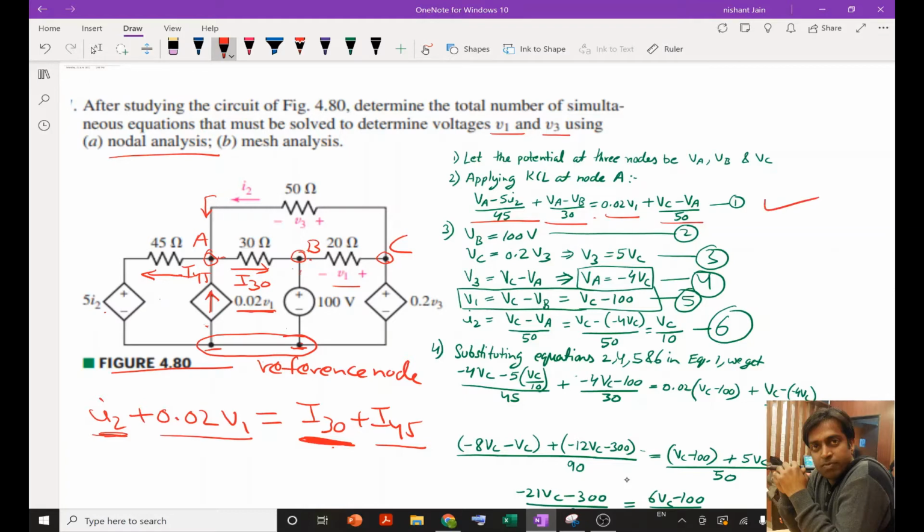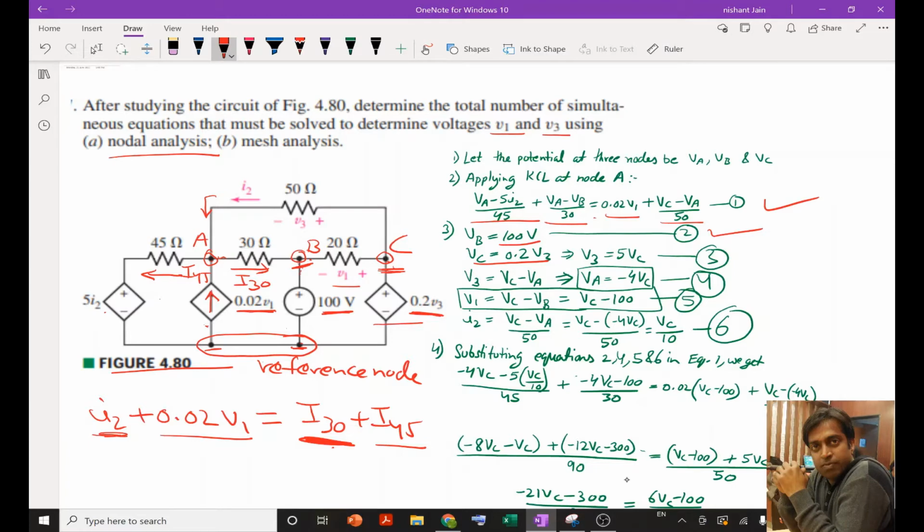After this, when I come to node B, you can see there is a battery attached of 100 volts and there is no other resistance, meaning there is no potential drop. So the potential at VB will be 100. This will be our second equation. After that, at node C you can see there is a dependent voltage source connected and there is no resistor. So the potential at C will be equal to 0.2 V3, which I expressed over here.